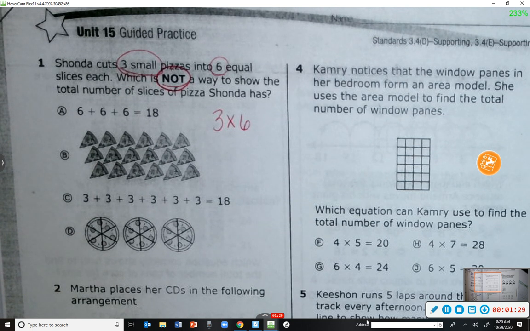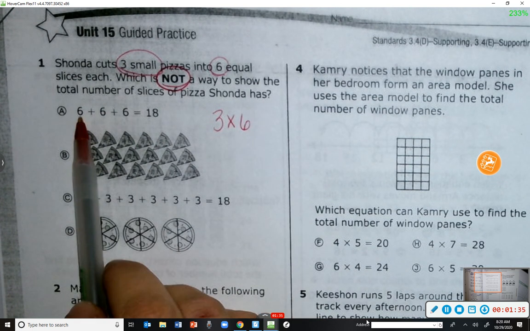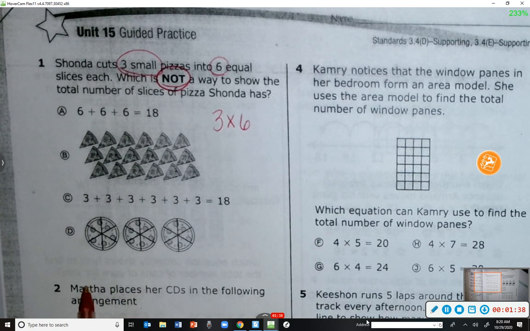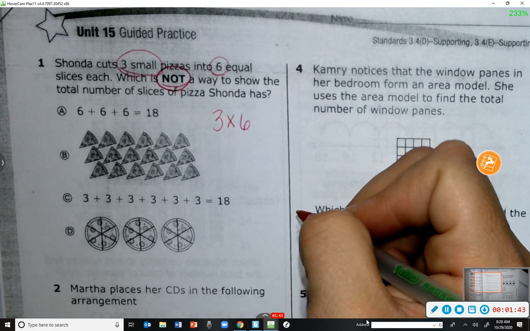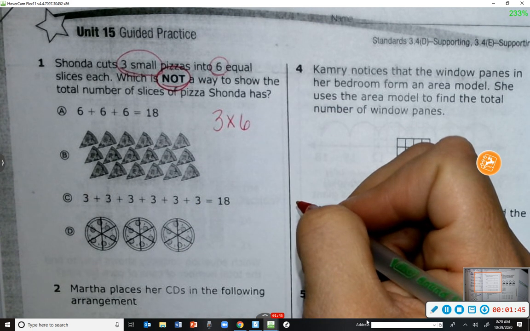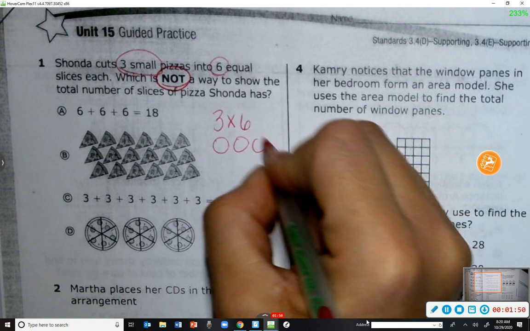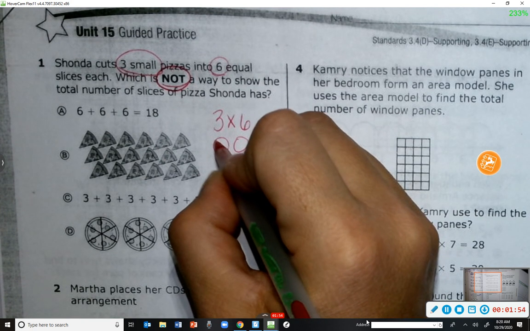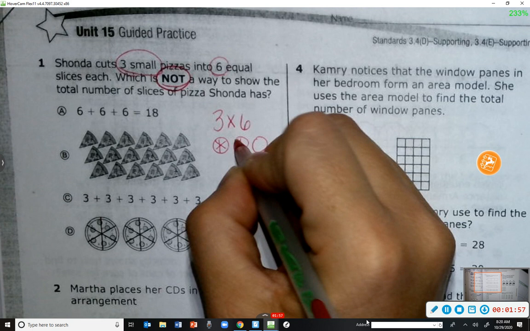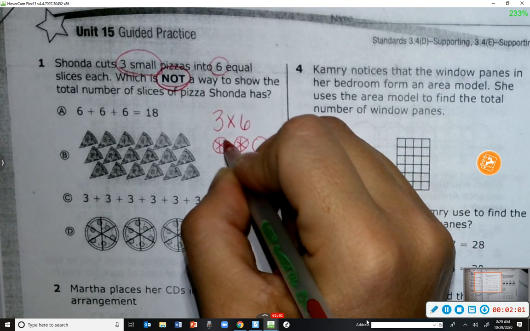Okay, so now let's see which one of these looks incorrect. Could I write this multiplication sentence as 6 plus 6 plus 6? Yes. No. What's incorrect? Okay, so we think it's incorrect. 3 groups of 6. So if I have 3 small pizzas cut into 6 slices, whoops. 1, 2, 3, 4, 5, 6.